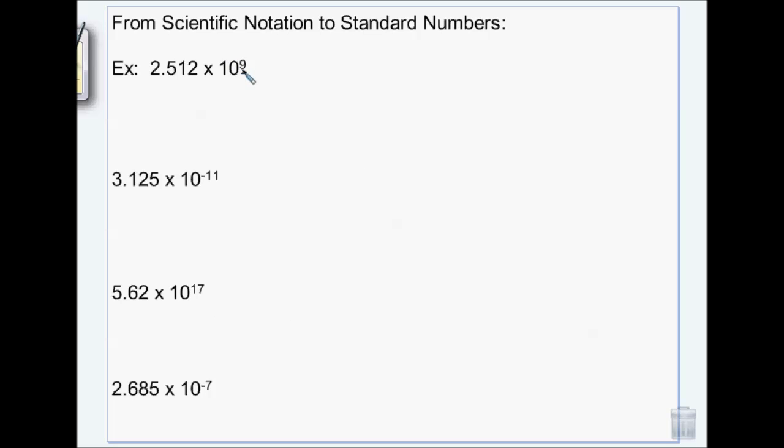Okay. If you have a positive exponent, this is how many places you are going to need to move the decimal. So here's what I do. I write down the first number, and then I start counting to 9. So I go 1, 2, 3, 4, 5, 6, 7, 8, 9. So these 3 decimal places take up 3 of those 9, and then I have to add 6 zeros.